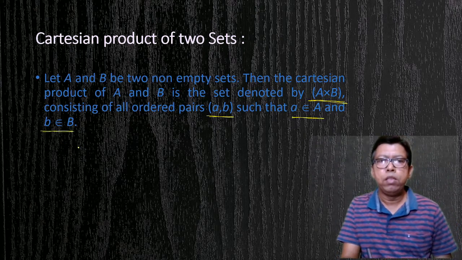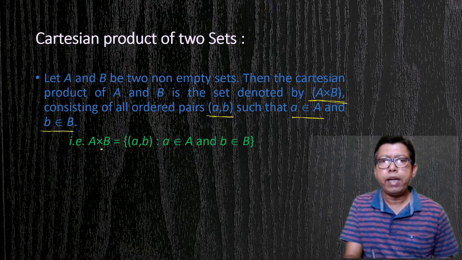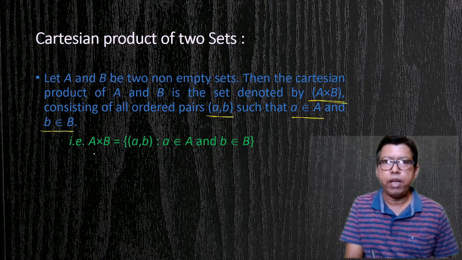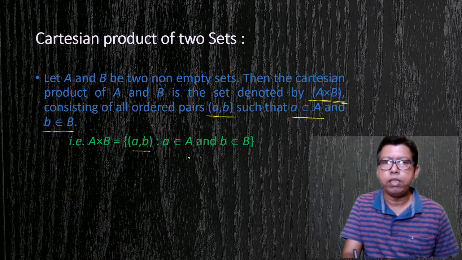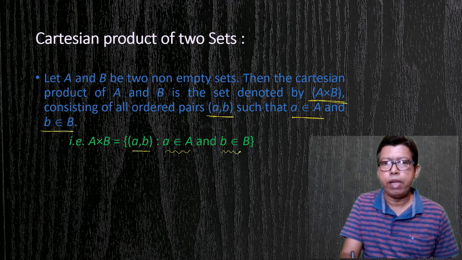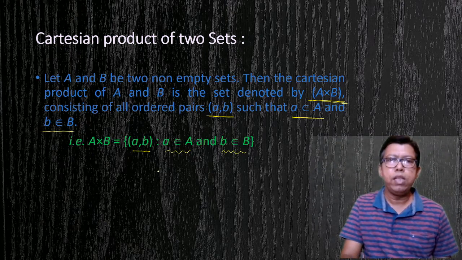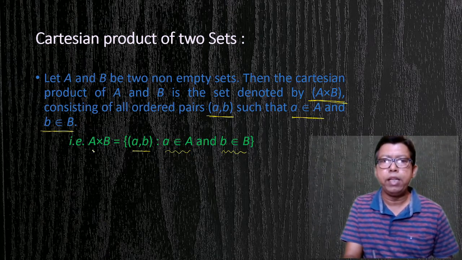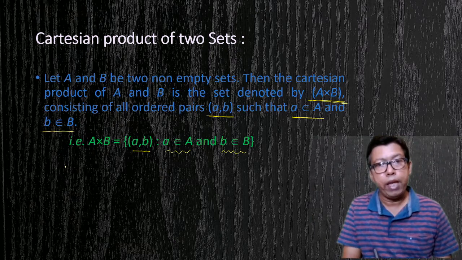Now in this case, A cross B, which is a new set, the Cartesian product, contains elements like (a, b), where the first element is from the set A and the second element is from B. So this type of element will be retained in the Cartesian product of A and B.